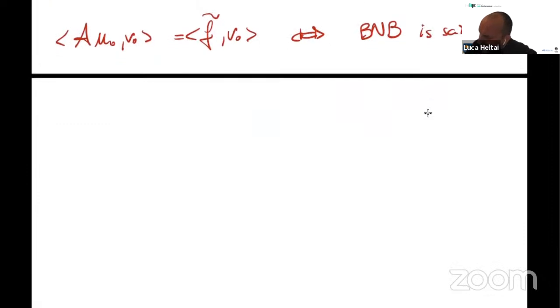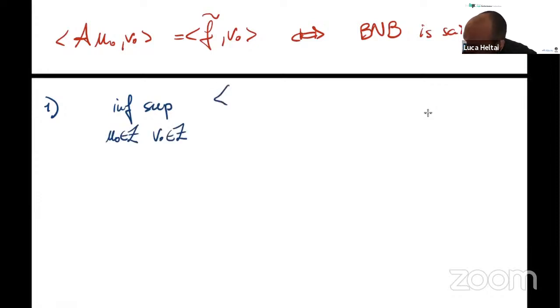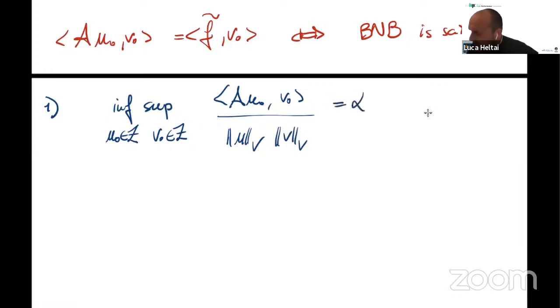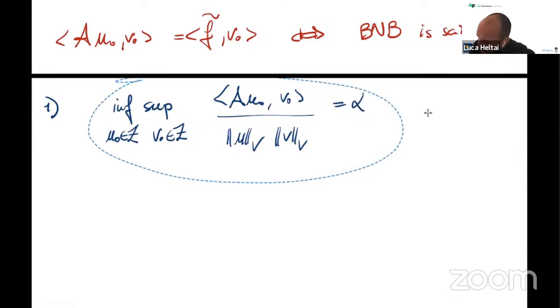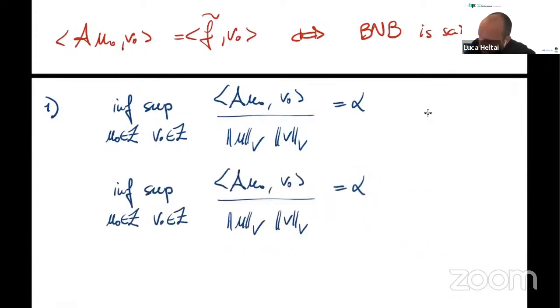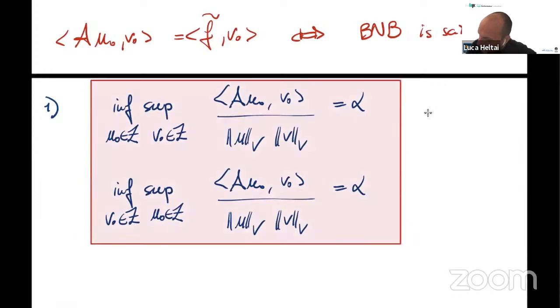Okay, so we rewrite the BNB conditions for the first equation. The first condition is that we want the inf-sup, for U0 in Z and V0 in Z, of A U0 V0 to be controlled. We know this is greater or equal than alpha, and the same thing in the other way around. So the two conditions need to be satisfied at the same time. If you want to have a solution for the first equation of the problem, this has to be satisfied.